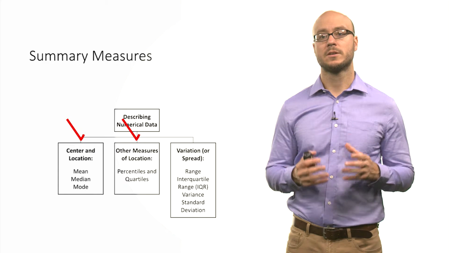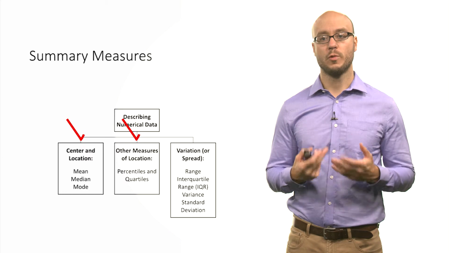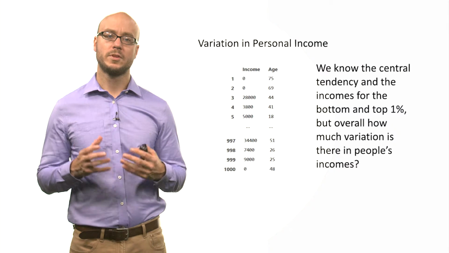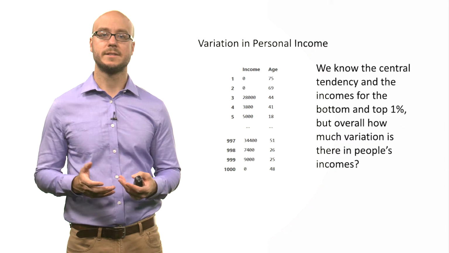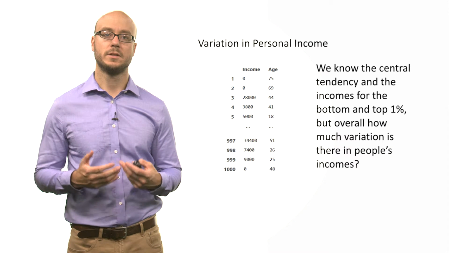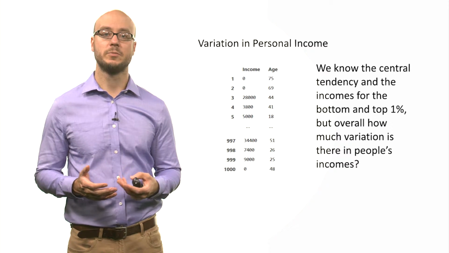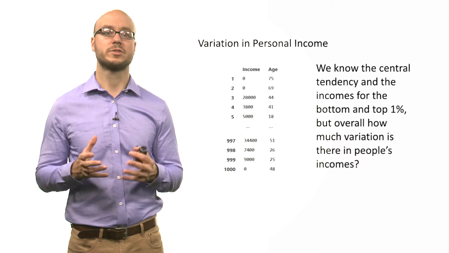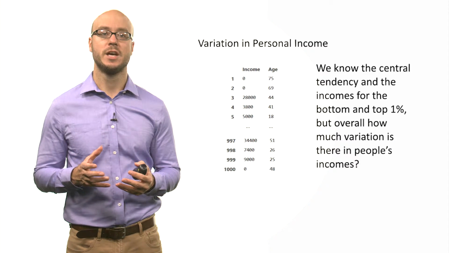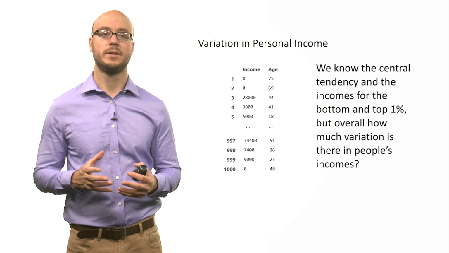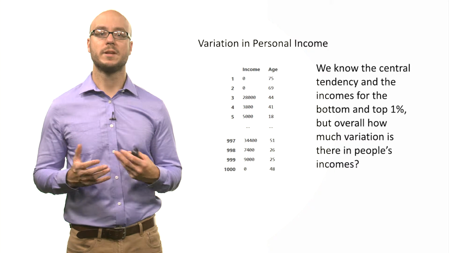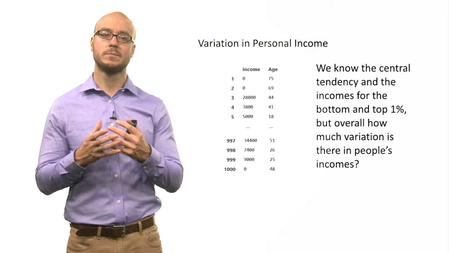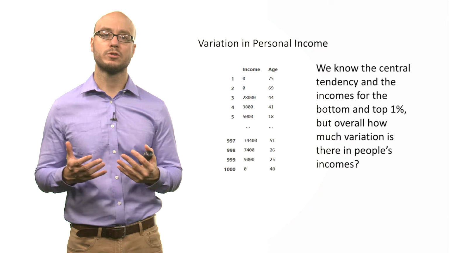So just to be clear, these measures of variation or spread include the range, the interquartile range, the variance, and the standard deviation. So we've talked about personal income, and we have this data set of personal income. We have two columns, these two variables are income and age, and then we have about 1,000 rows, 1,000 observations. And we've talked about what the measure of central tendency is for the income distribution, and we have an idea about position or location of the data. So we know what incomes are for the bottom and top 1% and other percentiles. But we also want to know some kind of measure about the overall spread or dispersion or variation.